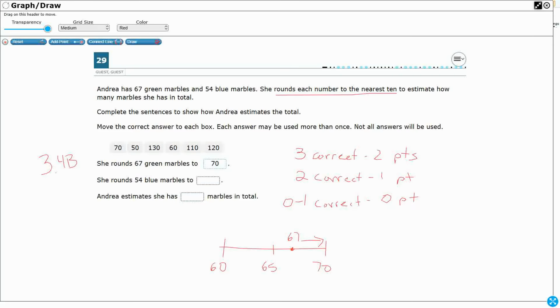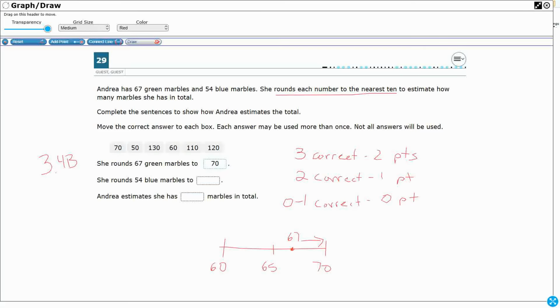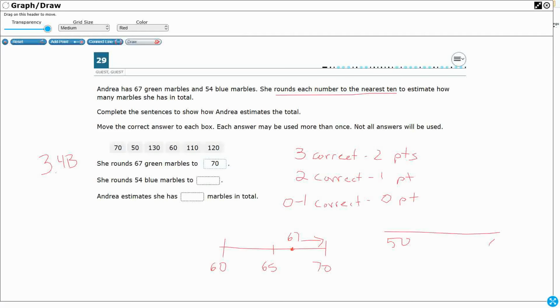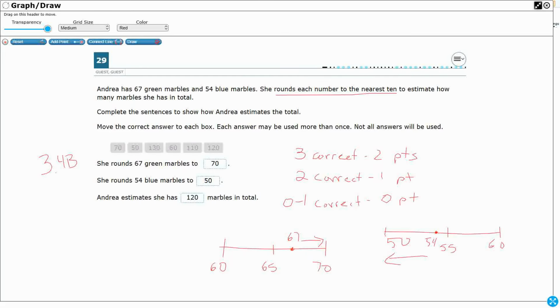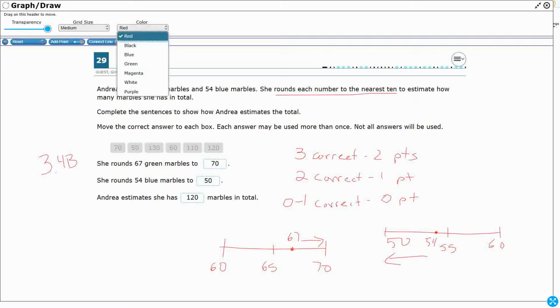Let's do the same thing with 54. So 54 is going to be between 50 and 60. And our halfway point is 55. That's right below that. So 54 is right there, and so which means it's going to round down to 50, closer to 50 than it is to 60. And then I just need to add these two, 70 and 50, that's going to get me 120. So if we get all 3 of those, we get 2 points.